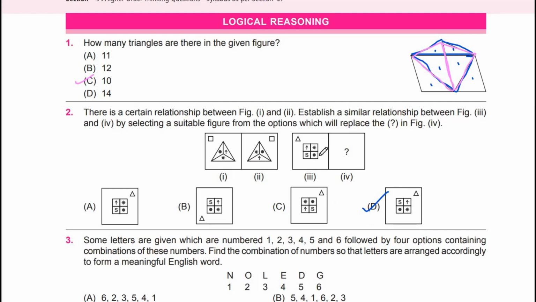So we have to see what is the relation between figure 1 and figure 2. The same relation we have to put it for figure 3 and figure 4. Isn't it easy? You just need to be very careful in seeing each and every point in the question. So the answer is D option. So I hope this method was easy for you to understand.